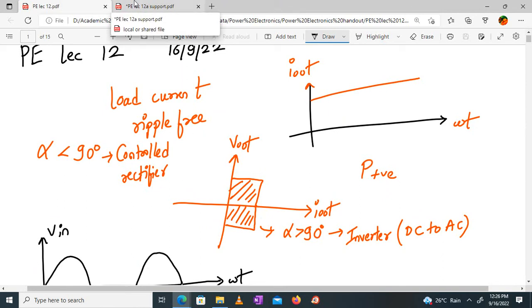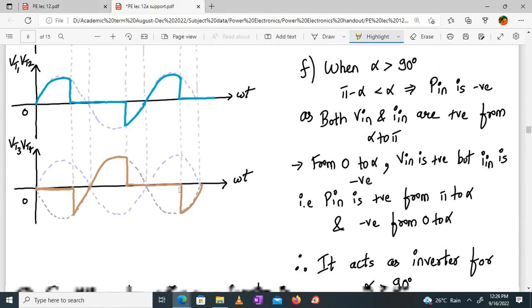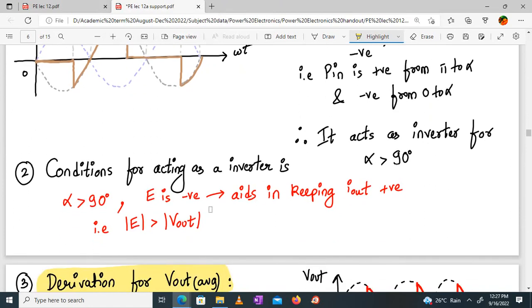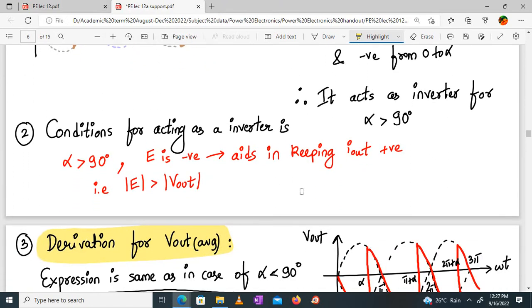Are you getting the point? Yeah, these are the inverter conditions. Your E should be negative, which will aid in keeping I out positive. If V in is not made negative, I out will not remain positive, and that will disrupt the working of an inverter. I out must be continuous in one direction only, constant. See, there are many circuits to make I out constant, and this is one of them.